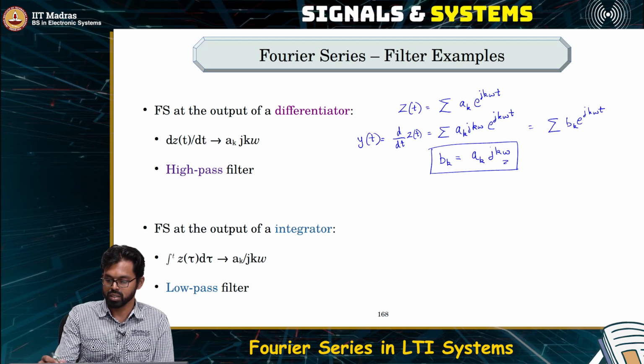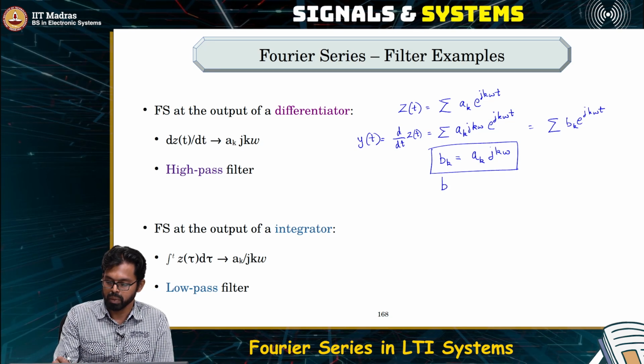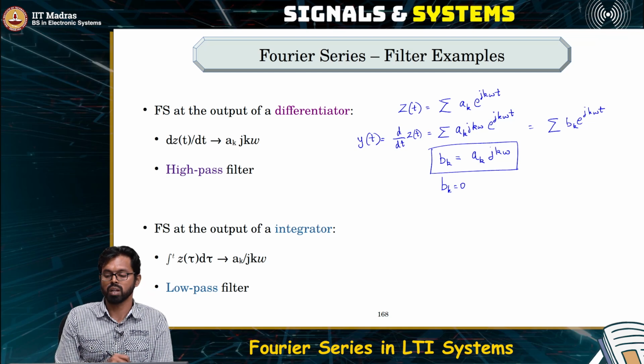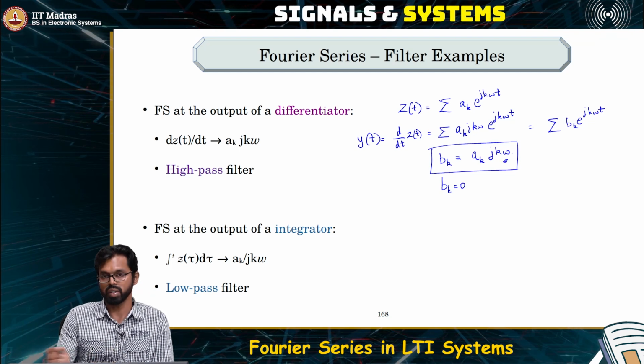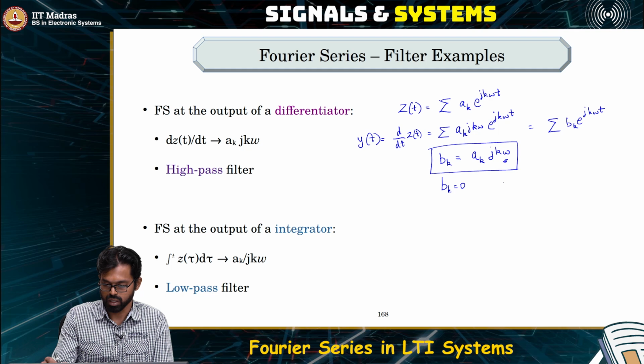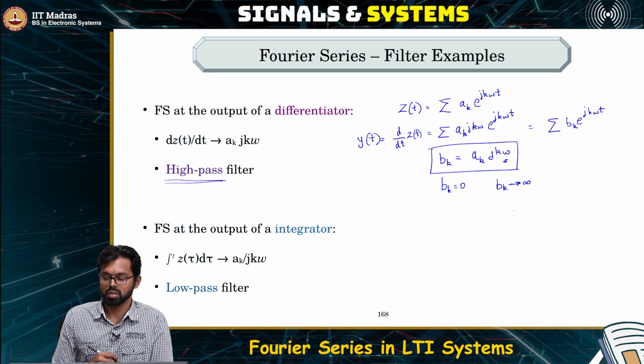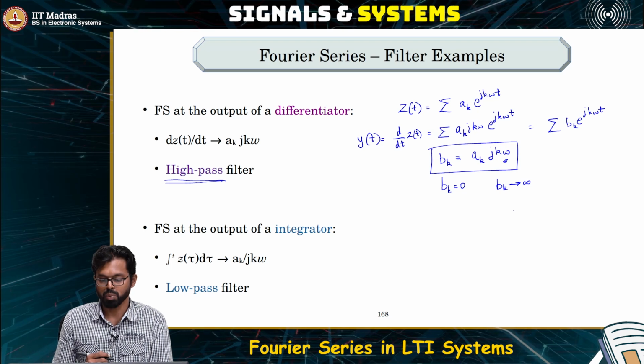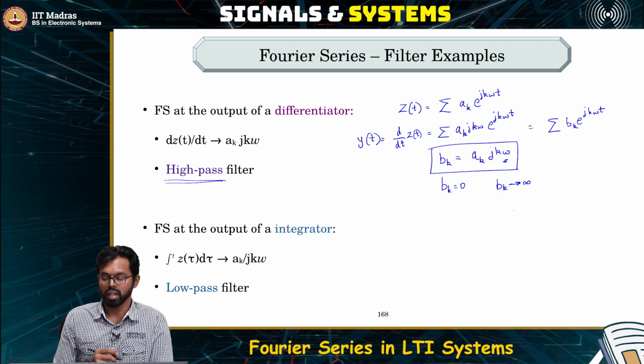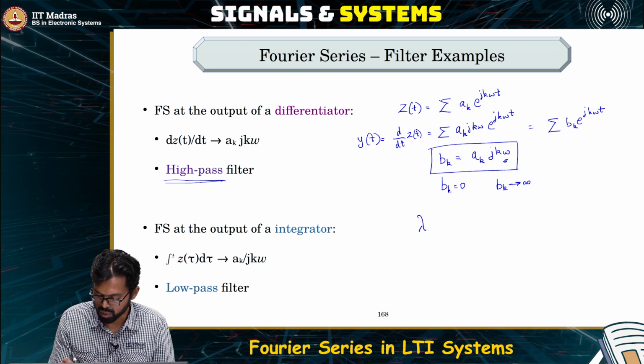If this omega is 0, then pk is 0, and if this omega is a very large number close to infinity, then this bk is also tending to infinity. So we can find the frequency response of this directly by finding the eigenvalues. So how do you find the eigenvalues lambda omega?